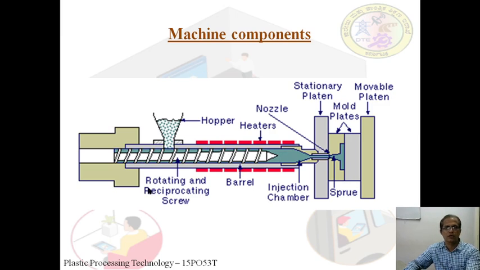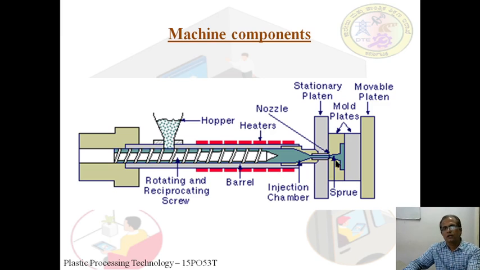This screw is a rotating one as well as a reciprocating one. To and fro motion will be there. This is very essential for melting the material and rotating. When the mold is closed, the rotating action will be stopped, and the screw is going to reciprocate. It will push the material in order to fill the mold, and it will move backward. So the reciprocating action will be there, as well as the rotating action, for this screw.